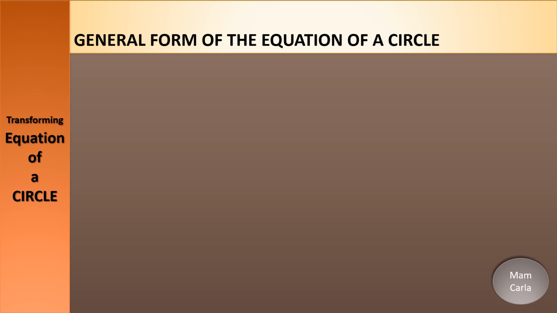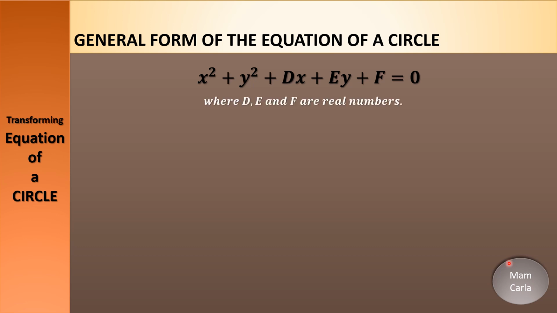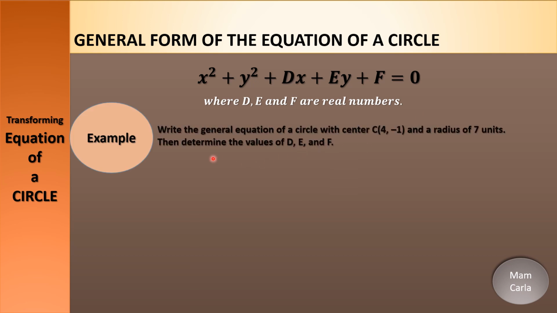Now let us deal with the general form of the equation of a circle, and that is x² + y² + dx + ey + f = 0, where d, e, and f are real numbers. Remember that the general form of the equation of a circle is actually obtained by expanding the standard form of the equation of a circle. For example, write the general equation of a circle with the center at (4, -1) and a radius of 7 units. Then determine the values of d, e, and f.